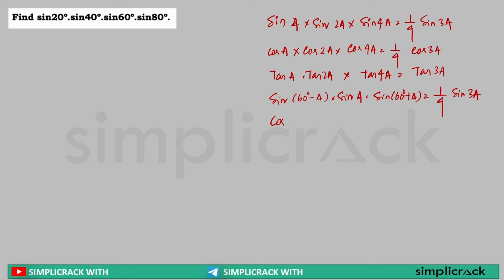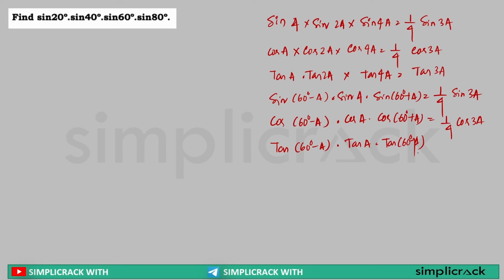Or if it is cos 60 degree minus A into cos A into cos 60 degree plus A. If a question is in this format, the answer will be 1 by 4 cos 3A. If it is written as tan, see, I am giving you the direct answer for the direct questions. These sort of questions are being asked in SSC and RRB, so be prepared. Tan 60 degree minus A into tan A into tan 60 degree plus A will be equal to tan 3A.